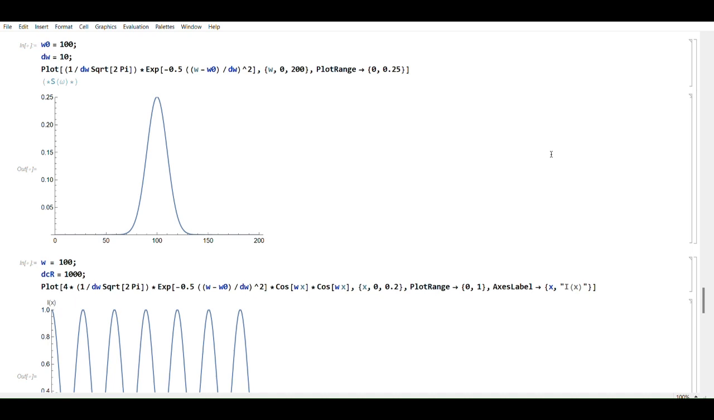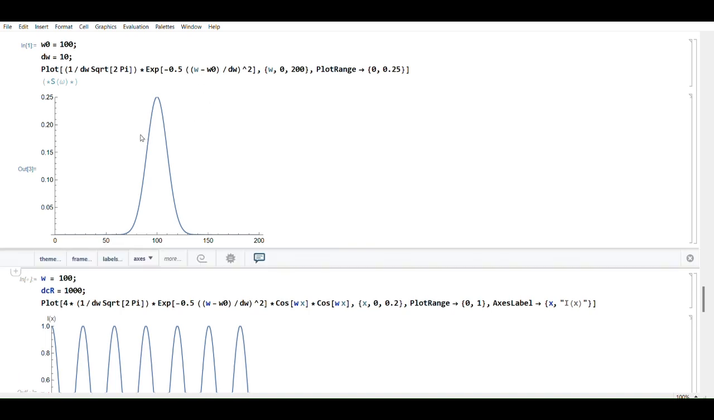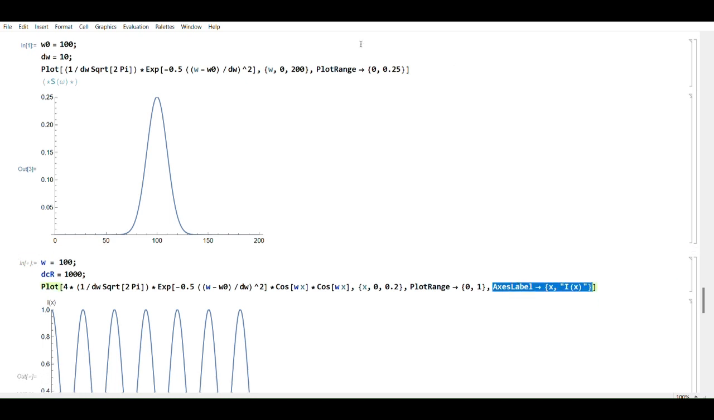So I am here in my Mathematica window. So this is the plot of the spectral density function that I've taken. Omega naught I've taken as 100 and delta omega as 10. So this is the spectral density function. Maybe I can label the axes so that it becomes clearer.